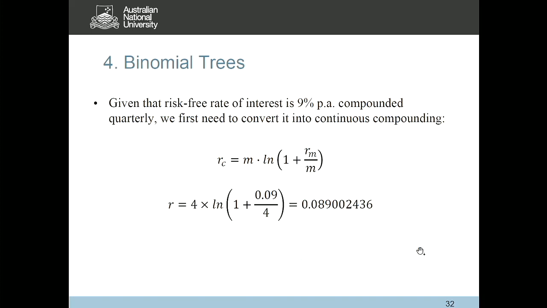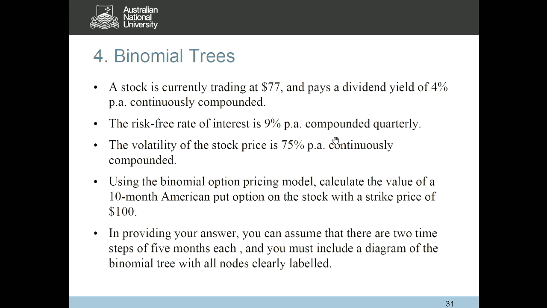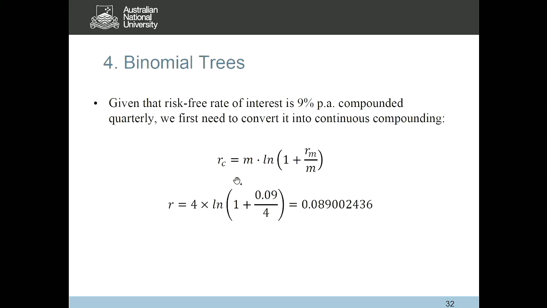First of all, we have to convert the risk-free rate into a continuously compounded rate, because here you are given 9% compounded quarterly. We know how to convert that, because quarterly compounding simply means it's compounded 4 times in a year. So that's 4 times the log of (1 plus 9% divided by 4). The continuous version of that risk-free rate is simply 8.9%, and we're going to use that 8.9% throughout the calculation.